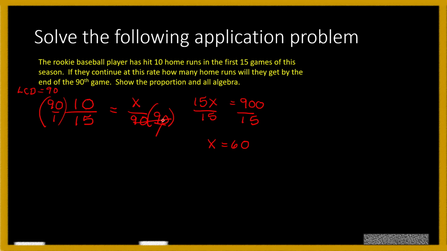So the 90 and 90 reduce, and I'm left with x. Over this side, well, I can reduce the 15 into 90, which will go 6 times, and 6 times 10 is 60. So we end up with the same answer. This proportion works well when you have an actual expression in either your numerator or denominator.